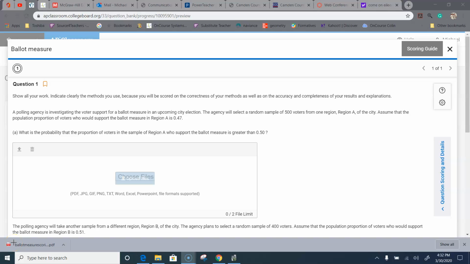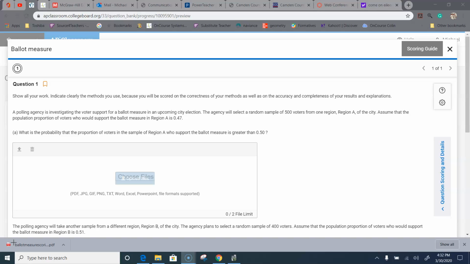Okay, the ballot measure question here. I would think it would be very likely that we could see some version of this or something like this on the actual exam. It hits a lot of things that are, I think, pretty important to understanding the major parts of the course.